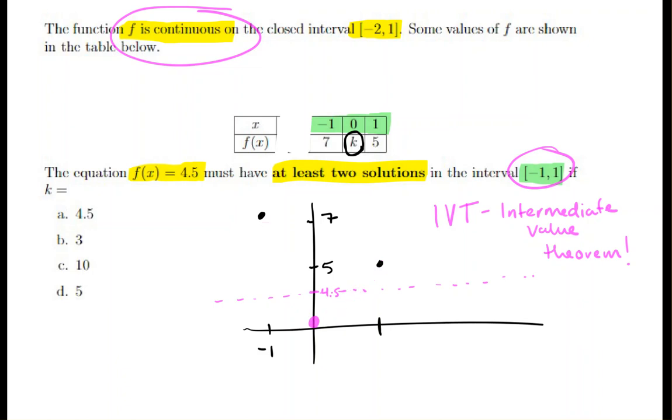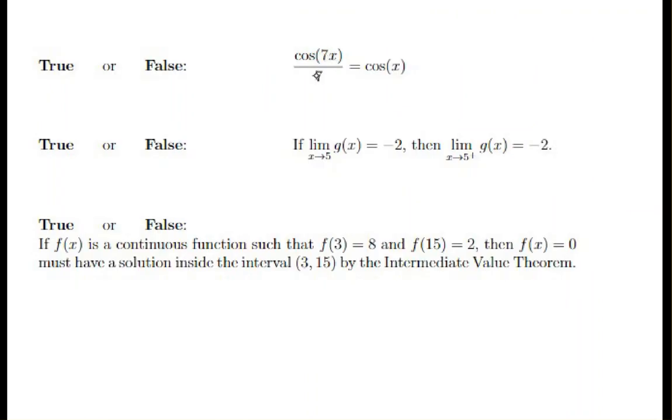Looking at our options, this is not less than 4.5. For instance, if we were just equal to 4.5, then it could just hit it at one point and then go back up. That would be only one solution. So that's why that's not enough for us. Okay, 3 is below, 10 is above, 5 is above. There's only one option. 3 would have to be one of the values that would guarantee us at least 2 solutions.